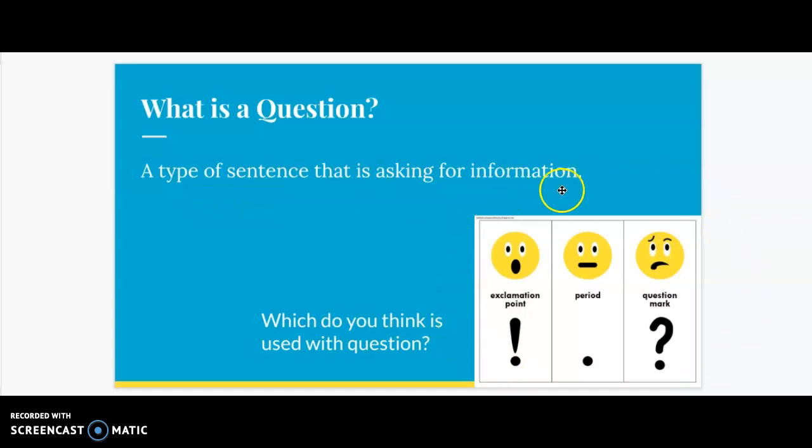In this picture, which punctuation mark do you think is used with a question? Is it the exclamation point, the period, or the question mark? Go ahead and have your teacher pause the video and everybody share out their answer. That's right. A question mark would be used at the end of a sentence for a question.